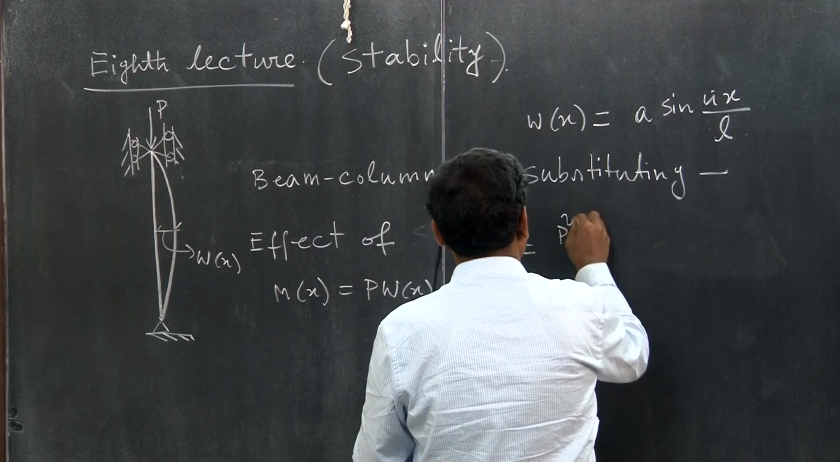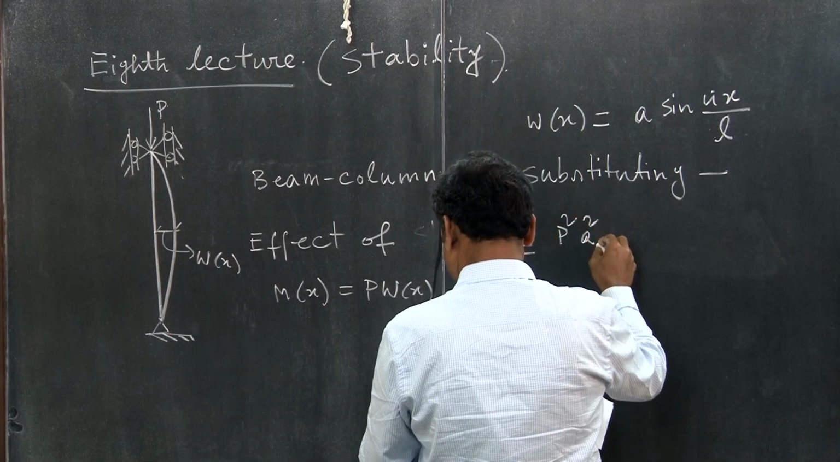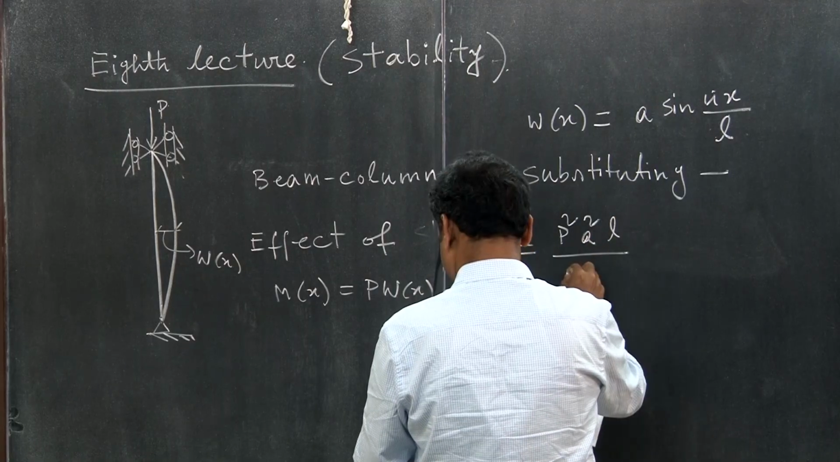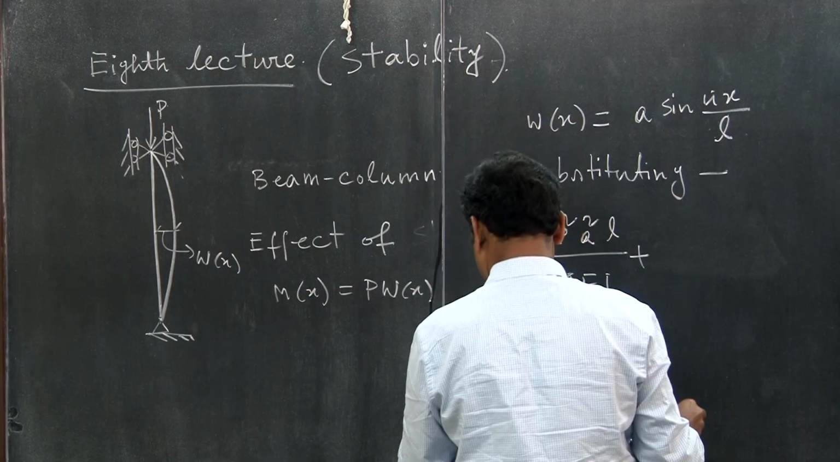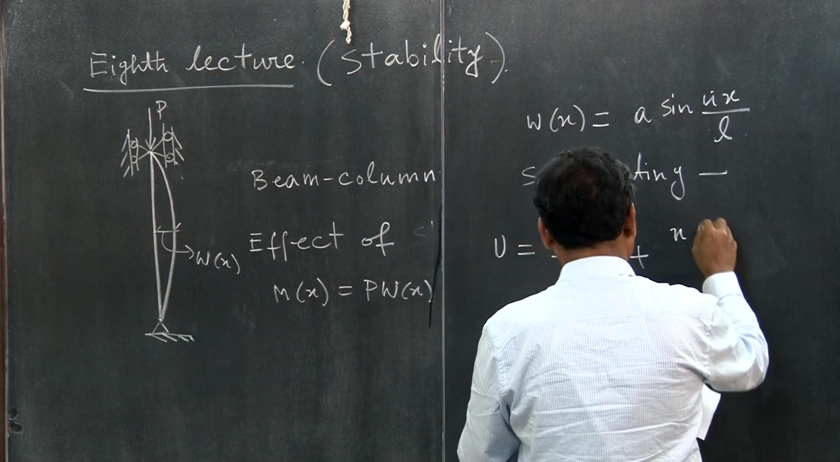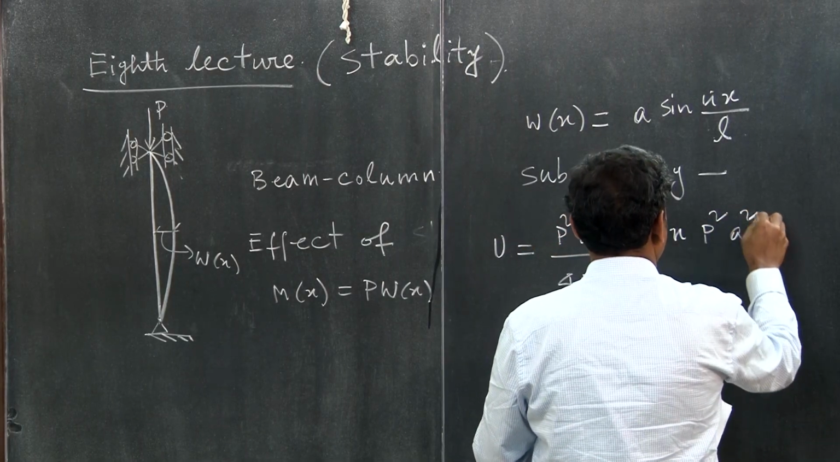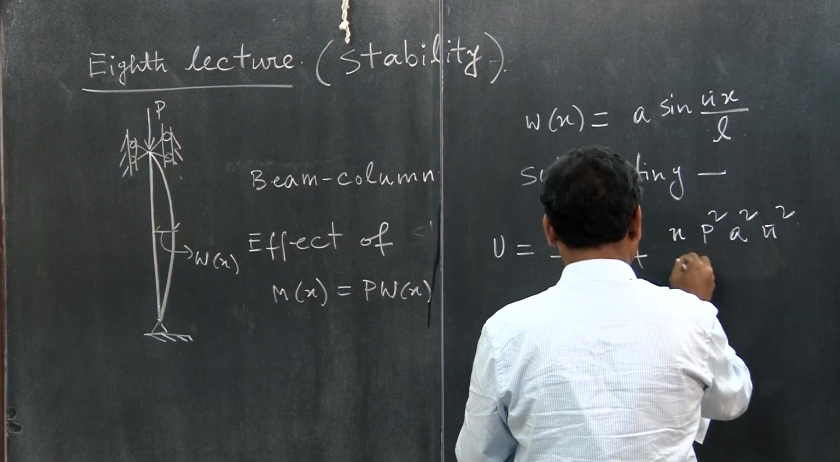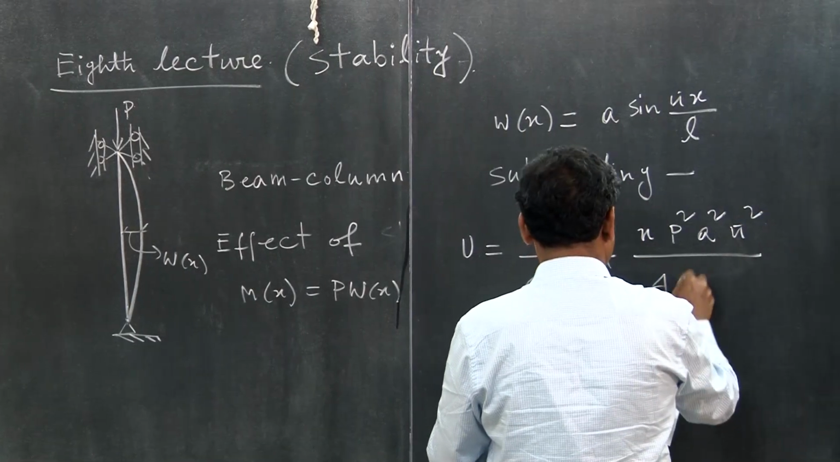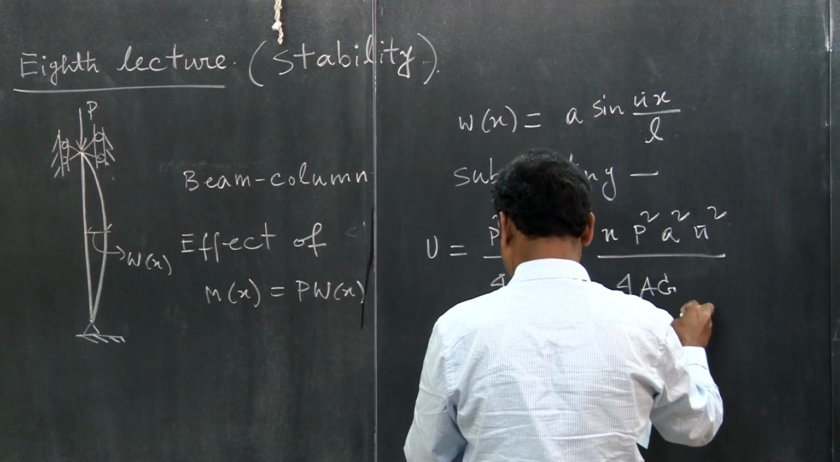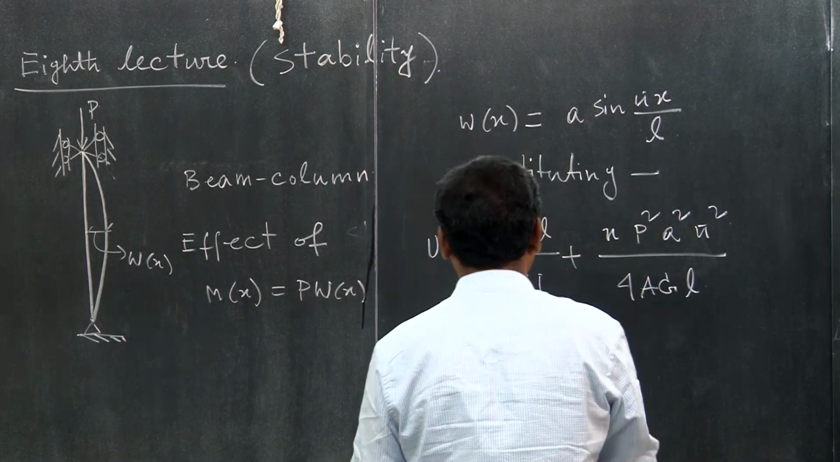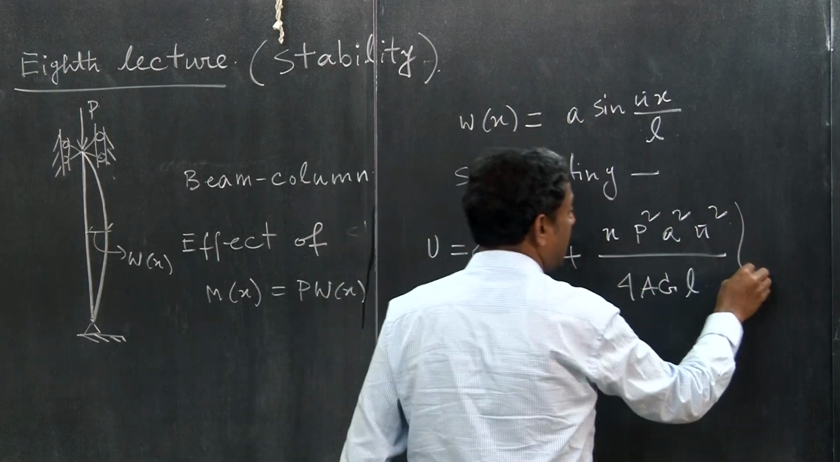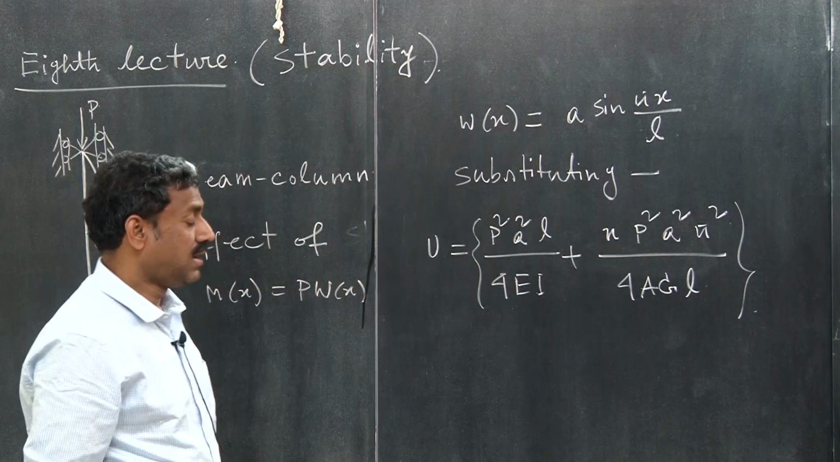This is p square, L divided by 4 EI plus N p square, s square pi, a is the amplitude, pi square divided by 4 AG L, right? It's fine. Now this is the strain energy of bending, right? Strain energy of bending.